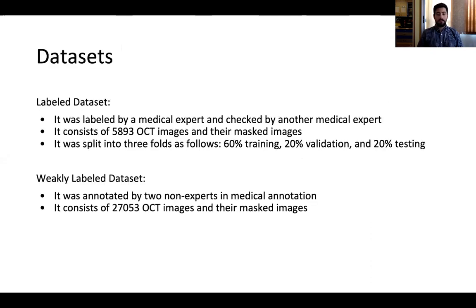Now, to create our datasets, we retrieve OCT images from an OCT imaging system, the Cirrus HD-OCT scanner. We built two different datasets, one which is a labeled dataset and another one which is a weakly labeled dataset. The labeled dataset was labeled by a medical expert and checked by another one. It consists of 5,893 OCT images and their masked images. It was split as follows: 60% for training, 20% for validation, and 20% for testing. The weakly labeled dataset was annotated by two non-experts in medical annotation, and it consists of around 27,000 OCT images and their masked images.